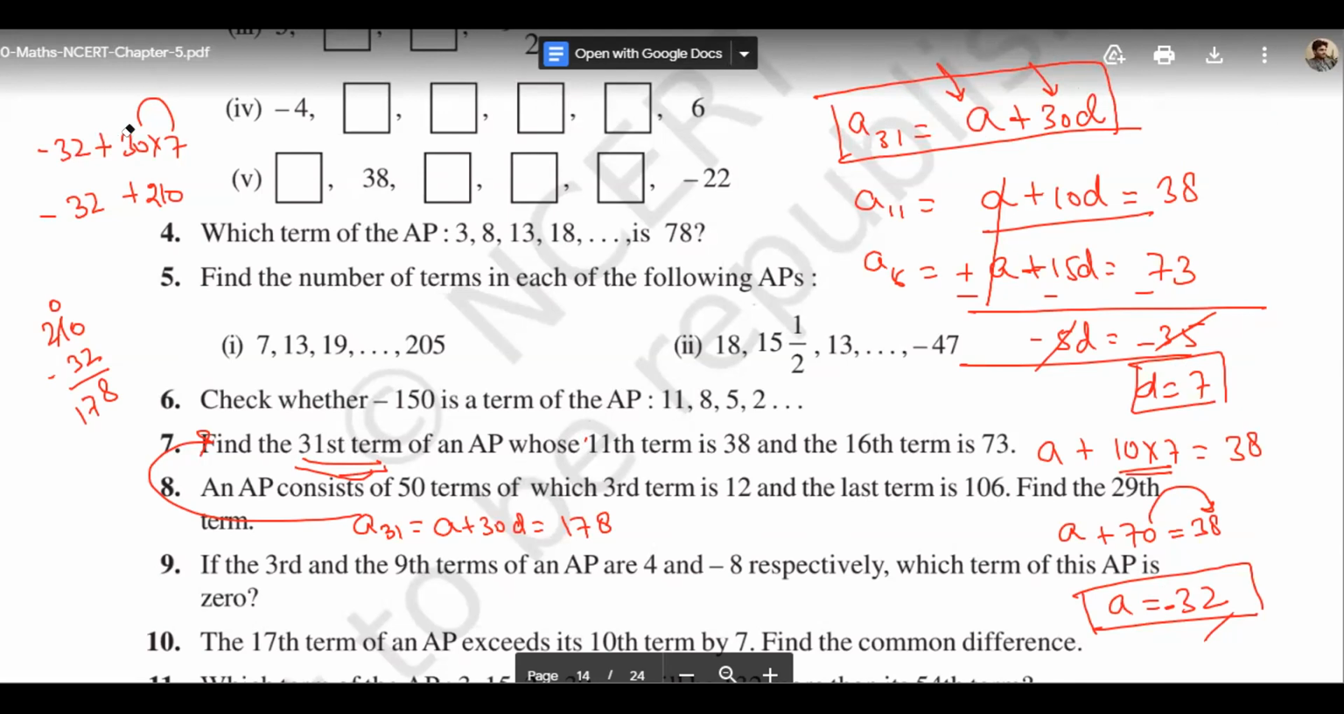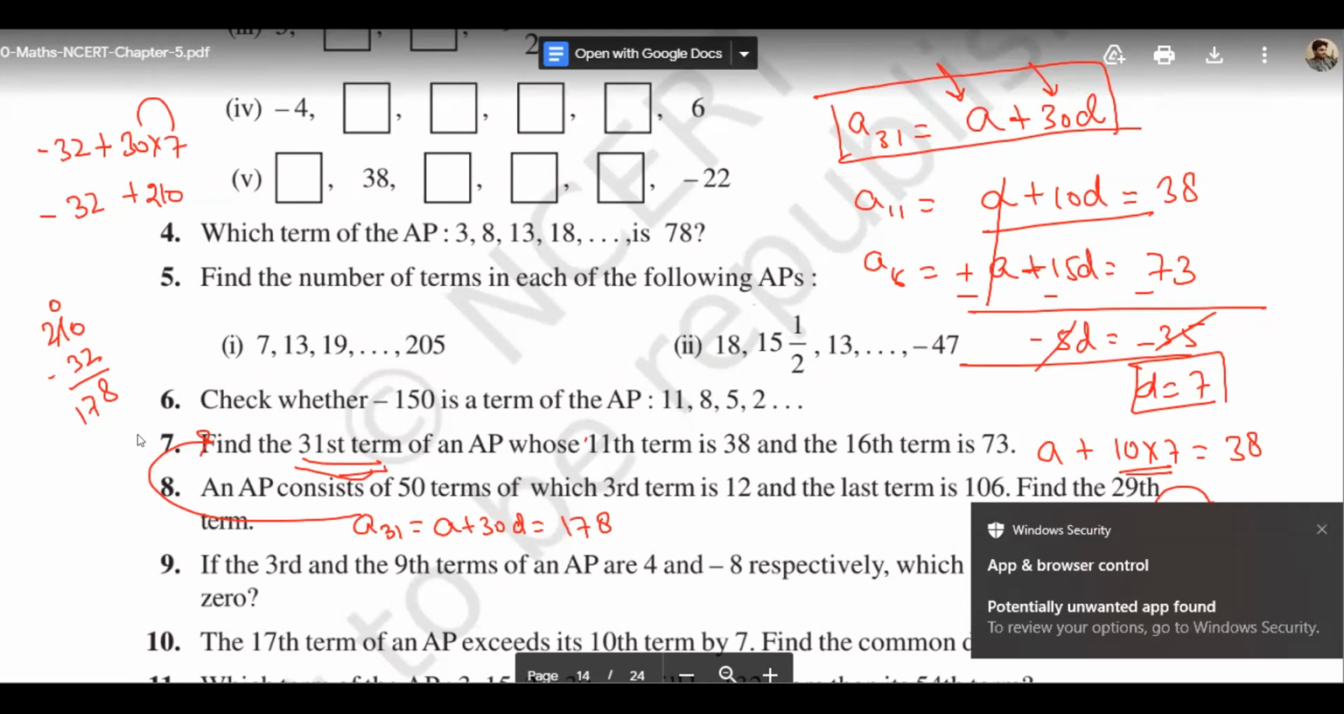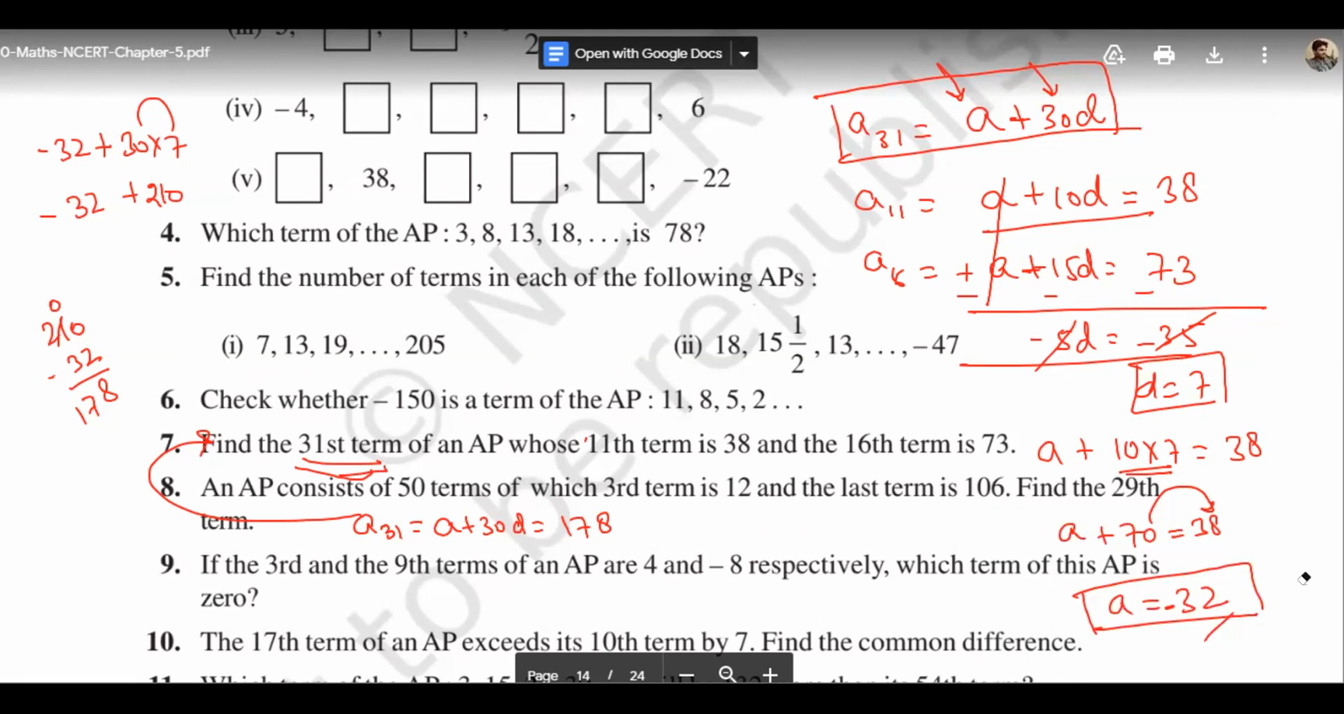और D की वैल्यू प्लस 30 इंटू D की वैल्यू इज 7. You have calculated, so 7 30s are 210, and then minus of 32, you subtract this one, you will get 178. Got it? Yes, sir. समझ आया? Yes, sir. Okay, moving further.